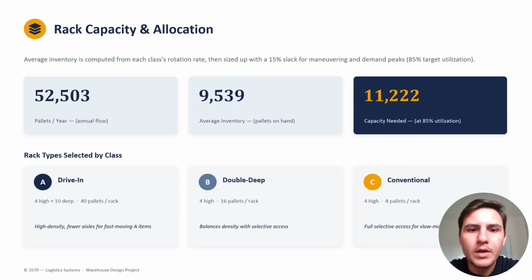Rack capacity and allocation. From each class rotation rate, we calculate average inventory, then add a 15% slack for maneuvering and demand peaks, targeting 85% utilization. That worked out to about 52,000 pallets flowing through the warehouse per year, 9,500 on average, and a capacity need of roughly 1,100 to 1,200 pallets. We match 3 rack types to the 3 classes: drive-in for A, double deep for B, and conventional for C.